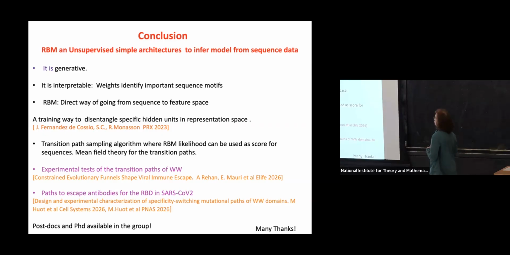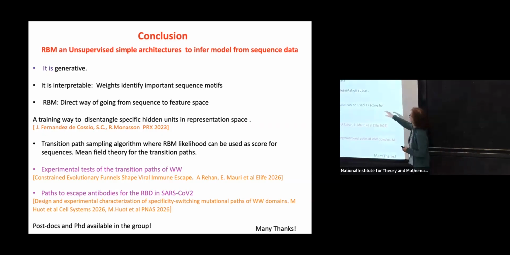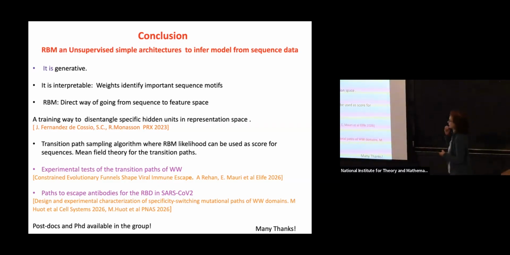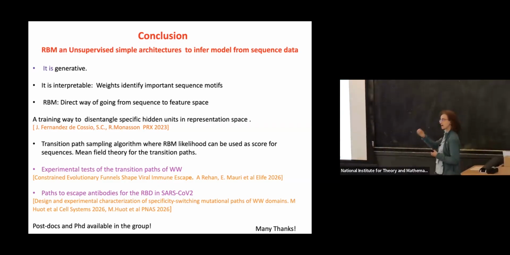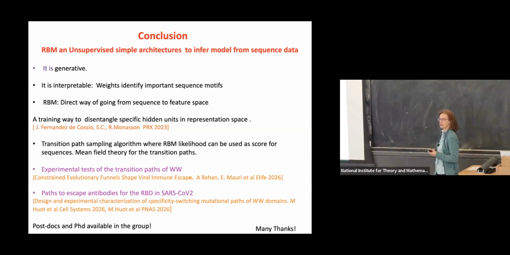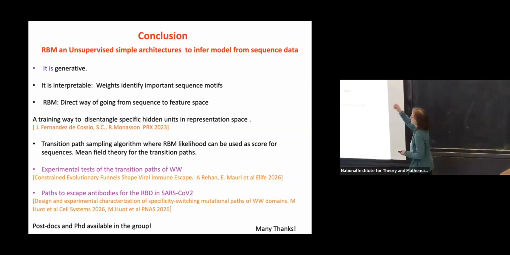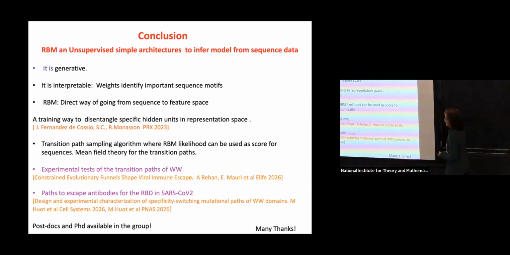So for more complicated proteins, for example longer ones, to find which hidden unit is attached to a given functionality, you have to train your RBM to disentangle the weights of these hidden units from the others, to be really sure that these hidden units, for example, will be the ones for the specificity. And we have a paper on this.